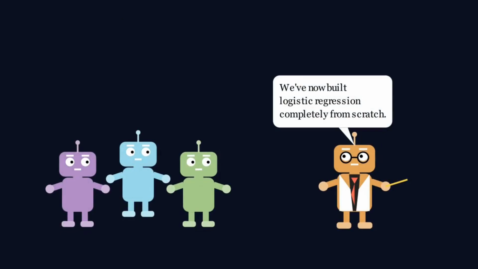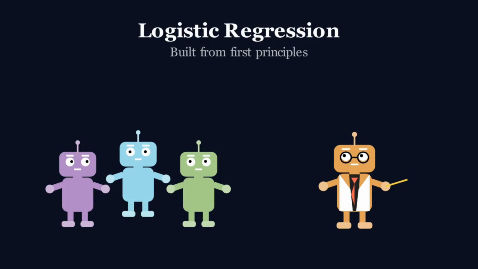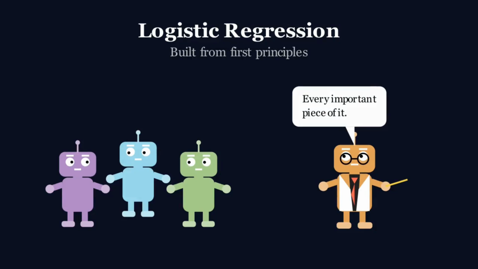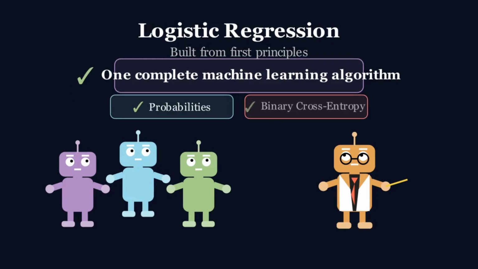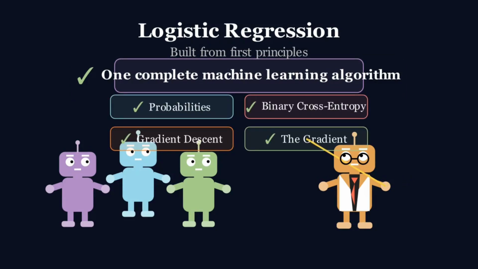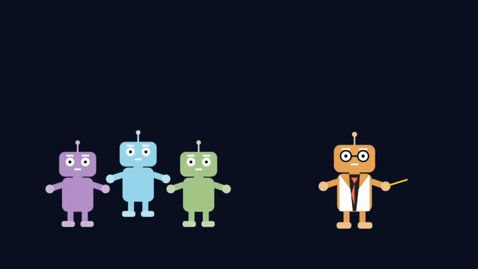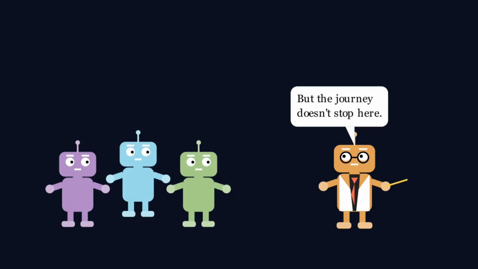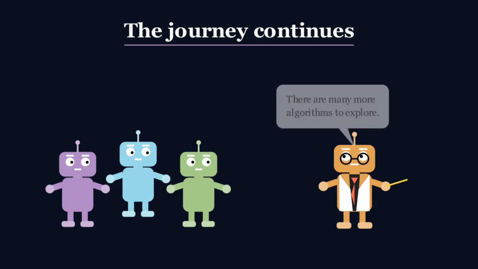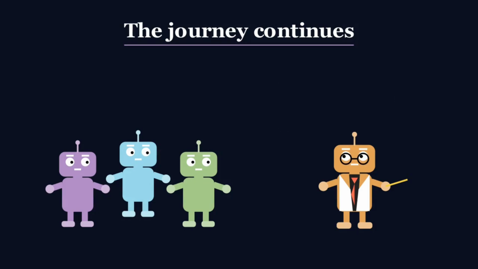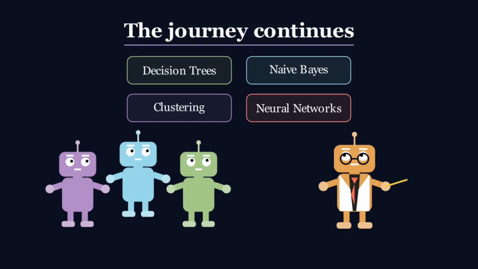So we've now built the entire logistic regression mathematical principles from scratch. We started with probabilities, we derived the binary cross entropy loss, we learned how gradient descent updates our parameters, and today we've discovered where that gradient actually comes from. That's one complete machine learning algorithm built from first principles. But ladies and gentlemen, the journey doesn't stop there. There are many more machine learning algorithms left to explore. And as you'll soon discover, many of the mathematical ideas we've learned in these last few episodes will continue to appear again and again and again.